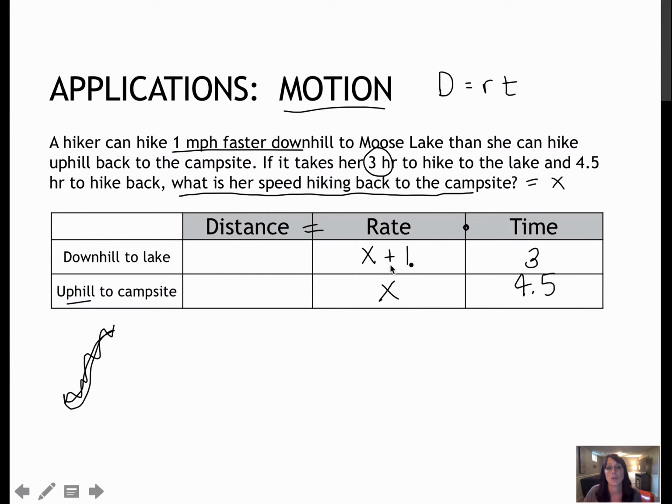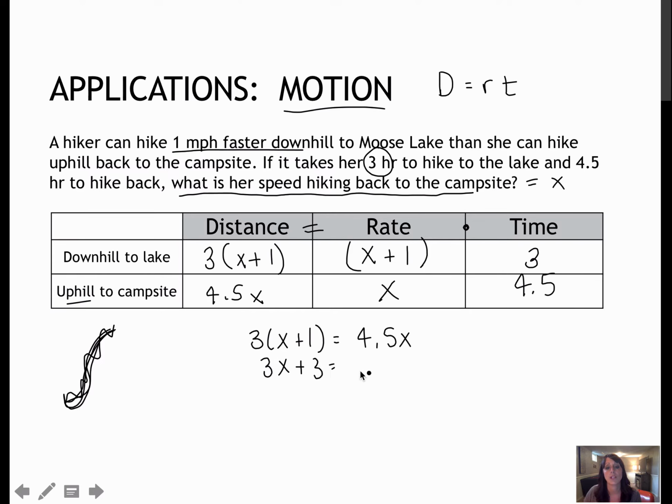So what I'm going to do is use this rate times time to find the distance, which is of course 3 times x plus 1 and 4.5 times x. Those are the two distances, and I know that those are the same. So I'm just going to set this distance equal to this distance because it's the same distance up and down the hill. And then solve, which should be pretty simple. 3x plus 3 equals 4.5x. 3 equals 1.5x, and then 2 equals x.